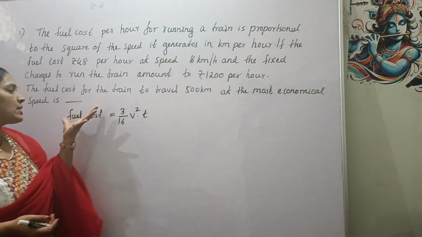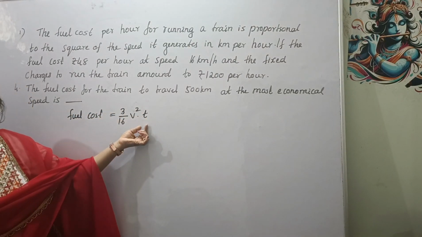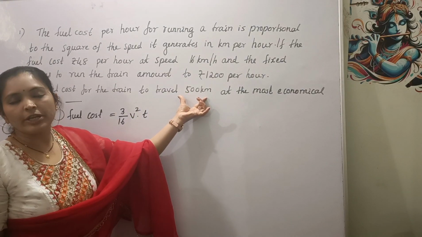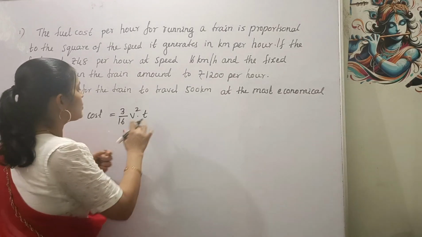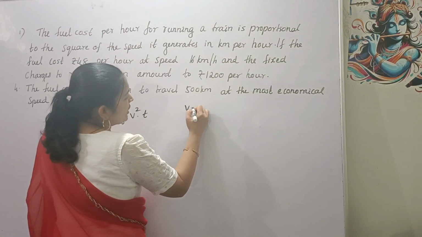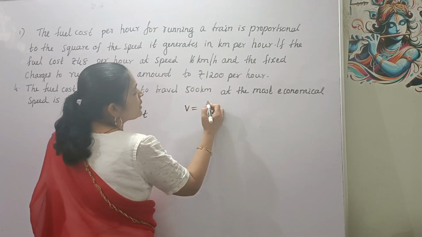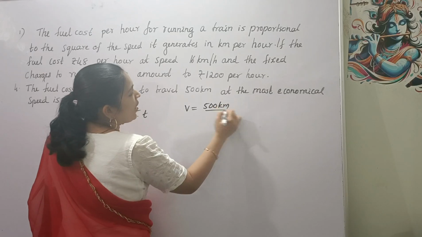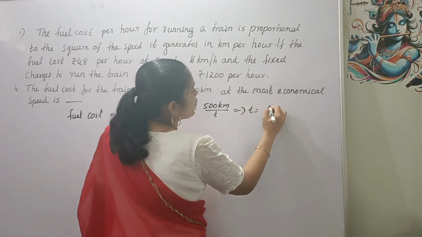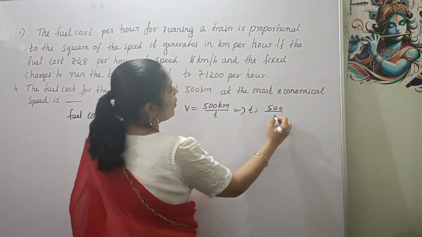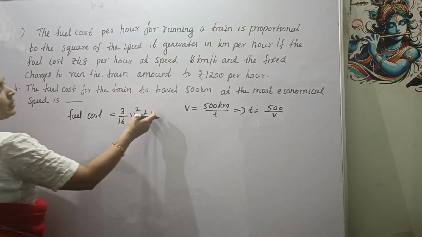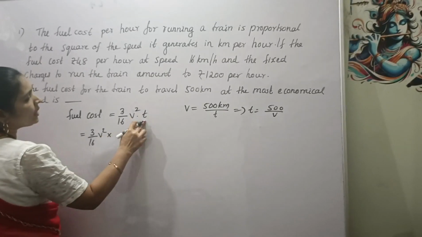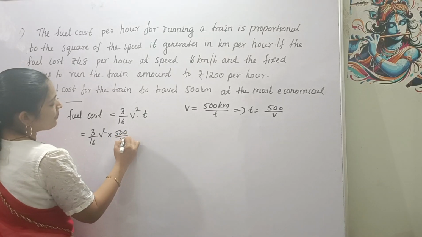Okay. Here, because this fuel cost will change when T changes. Right. Here time is not given. We have to find for 500 kilometer what is the time taken. Okay. So, for 500 kilometer, we know that V, that is speed of the train, is equal to distance divided by time. Right. That is 500 kilometer divided by T. That implies T is equal to 500 divided by V. Right. So, let's substitute T here. Therefore, fuel cost is equal to 3 by 16 into V square into 500 divided by V.